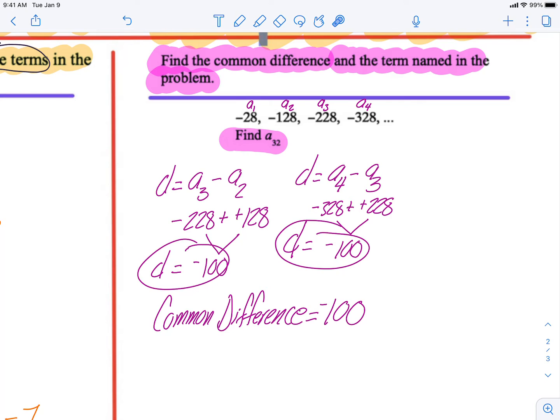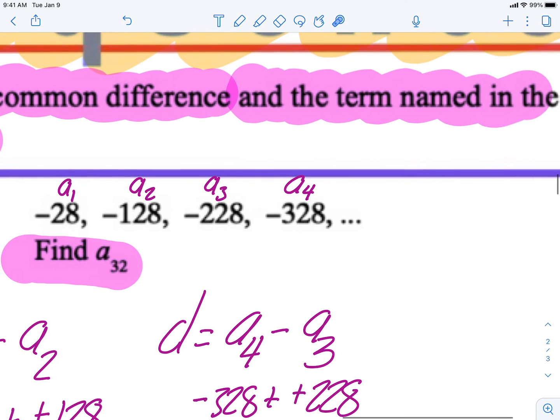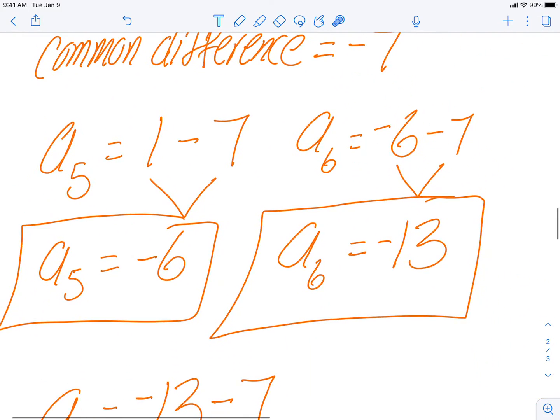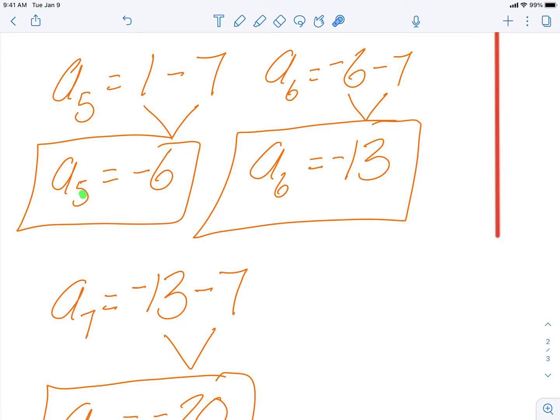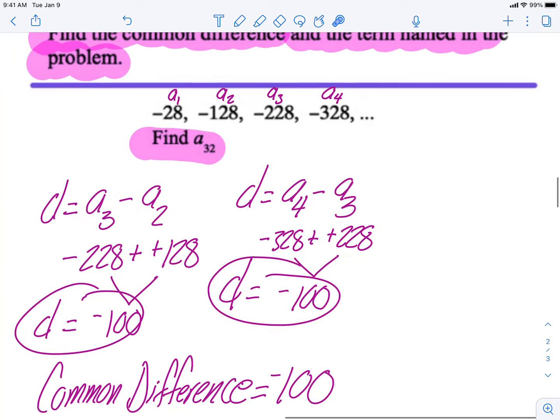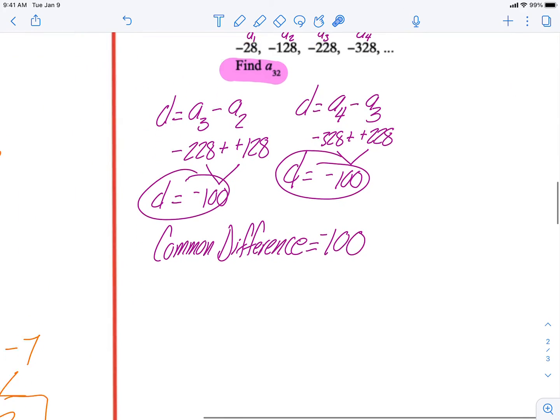Now we're going to find the 32nd term. Guys, this is the fourth term. I really don't want to do this. Find the fourth term, right? Find the fifth. Find the sixth. Find the seventh. Find the eighth. Find the ninth. Find the 10th. Find the 11th. Find all the way to 32. I don't want to do that. So what in the heck am I going to do?